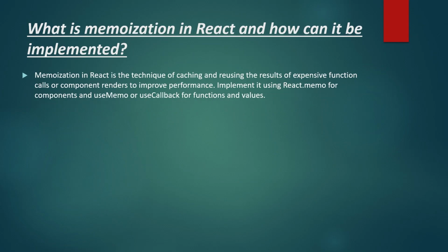Now let's move to the different question. What is memoization in React? How can it be implemented? Memoization in React is the technique of caching and reusing the results of expensive function calls or component renders to improve performance. It is implemented using React.memo for components and useMemo or useCallback for functions and values.